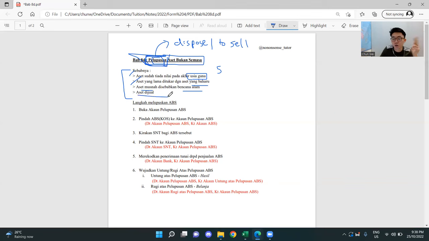Lastly, aset dijual. So very simple lah. When you jualkan, then you stop using it. So you have to lupuskan. Are you guys clear? If yes, please type 1 in the chat box, please. Please type 1 if you are following.